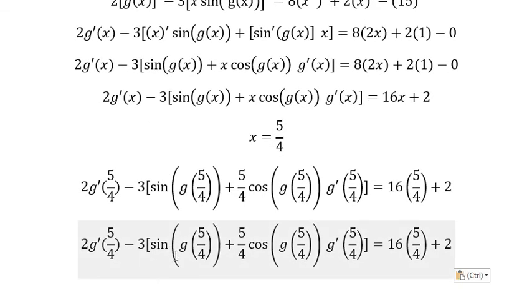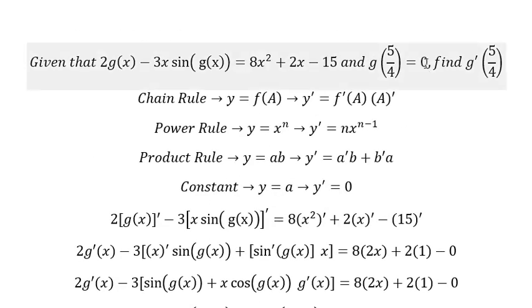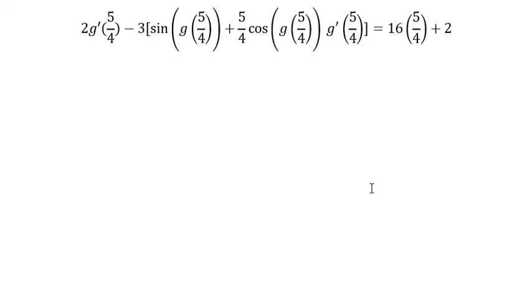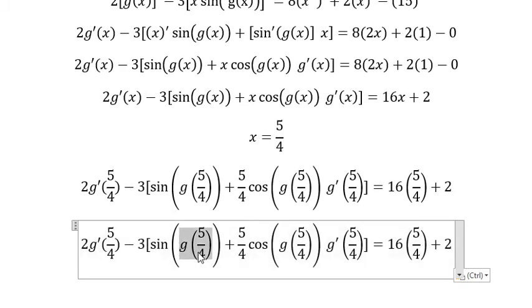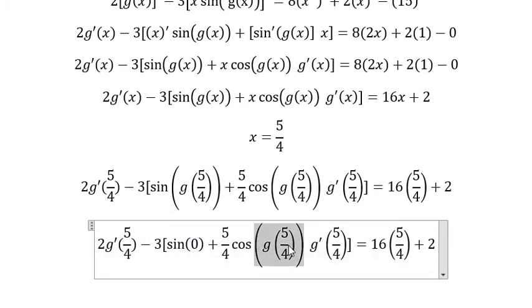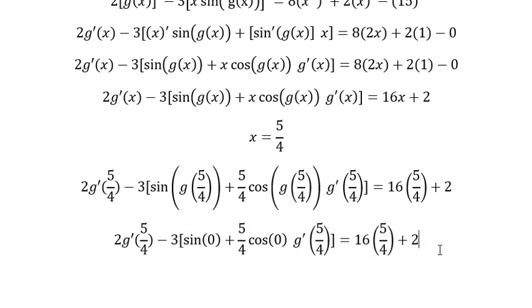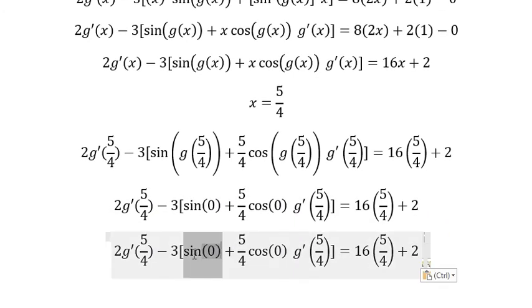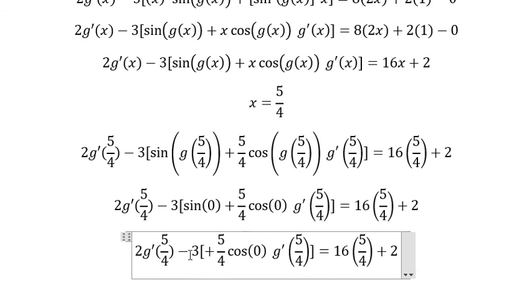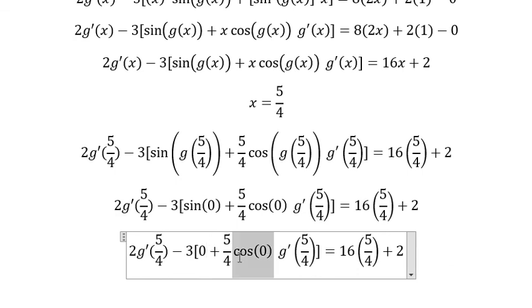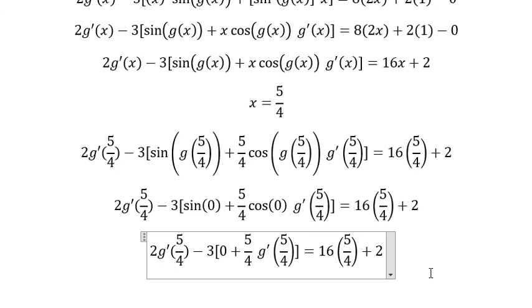So we know that 3 of 5 over 4 is number 0 in here. Now we need to put number 0 here and here. Sine of number 0, we have number 0. Cosine of number 0, we have number 1. So after we put the values in here, we can find this value.